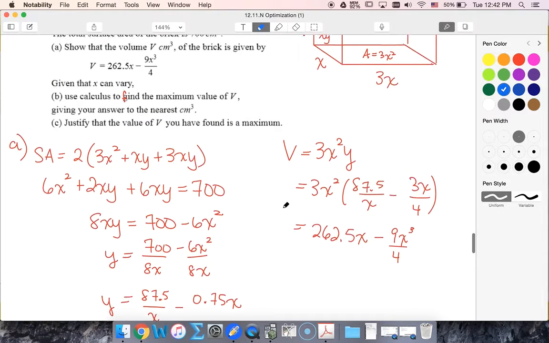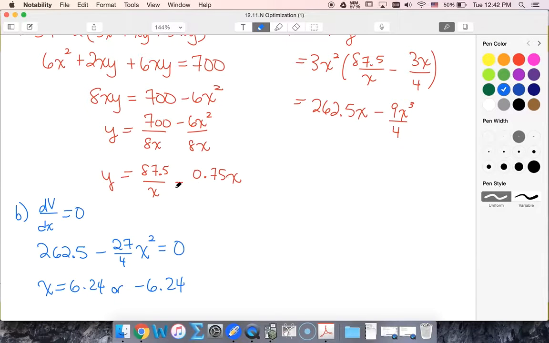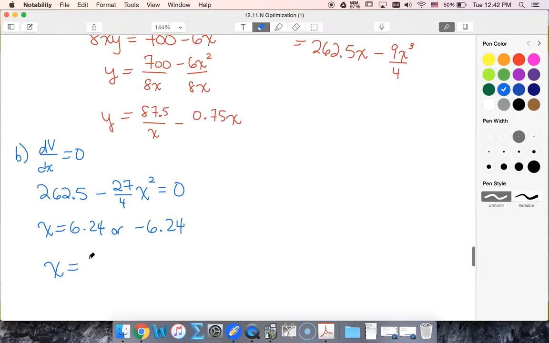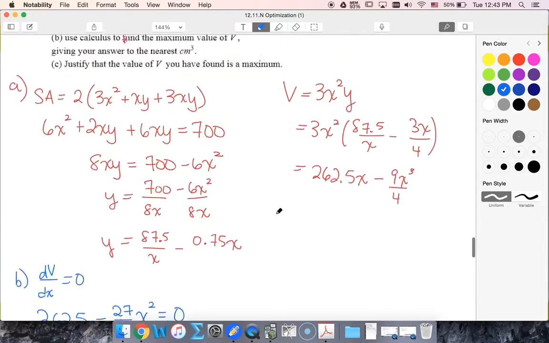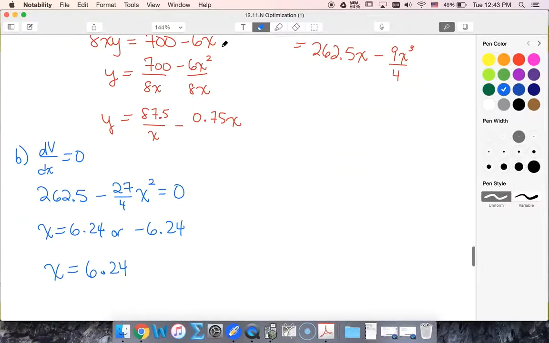Well, x was part of my cube, so x can't be negative. So hopefully, the one that I pick, I have to pick the positive one. So x equals 6.24 is the one I have to use, and hopefully it's the maximum. I want to find the maximum value of V, so I'm going to plug my x into my formula. So I'm plugging into this formula.